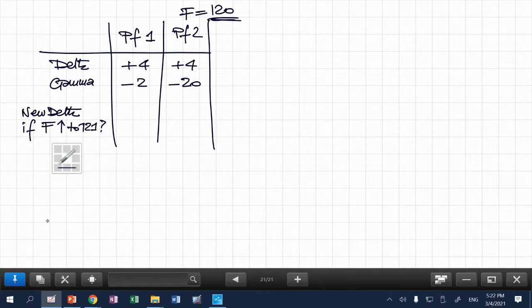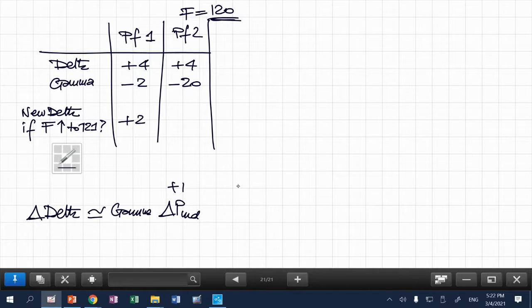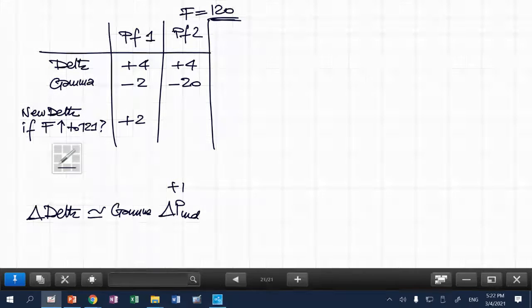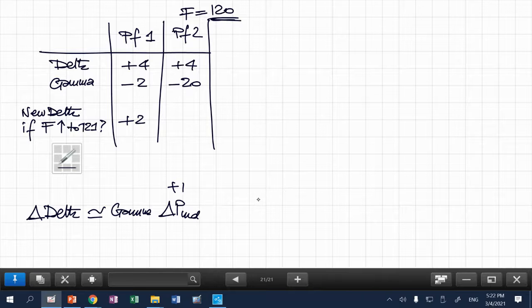Which would be the delta in the first case? The idea is that the change in delta should be given by gamma times the change in the price of the underlying, which here is +1. So for the first portfolio, I would have a change in delta of -2, which means that starting from 4, I end up with a delta of +2. In a similar way, for the second portfolio, I would start with a positive delta of +4, and I would end up with a delta of -16, because I would have a change of -20.